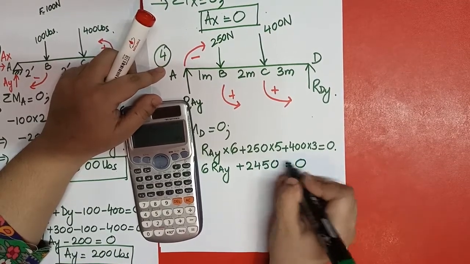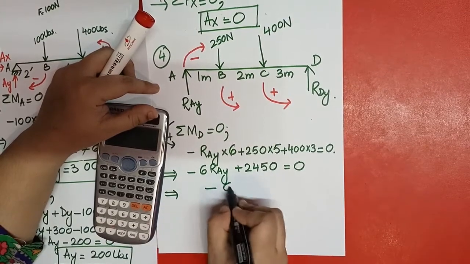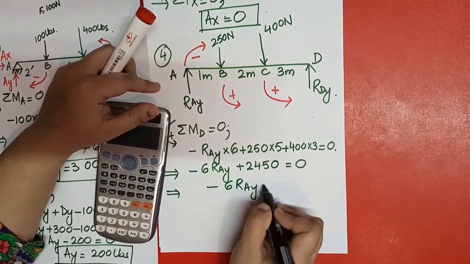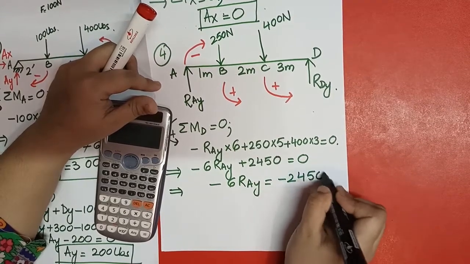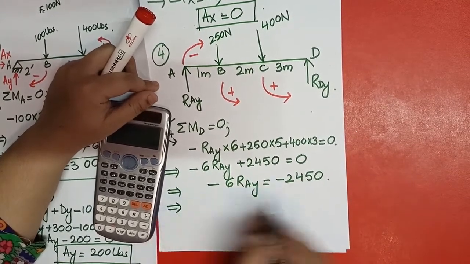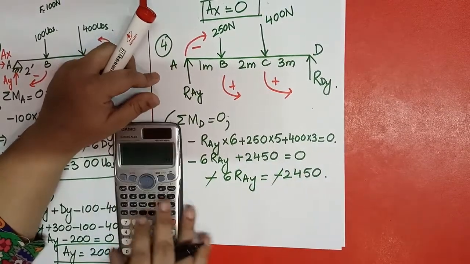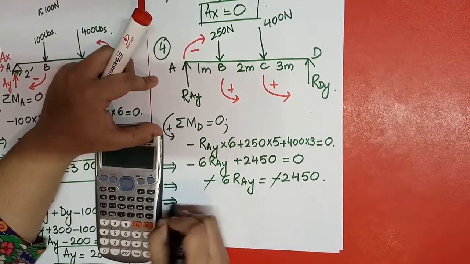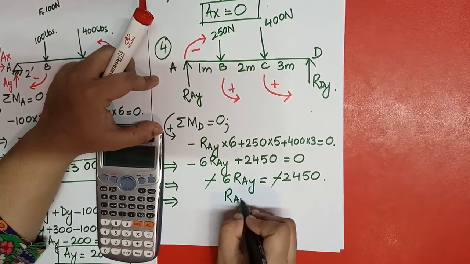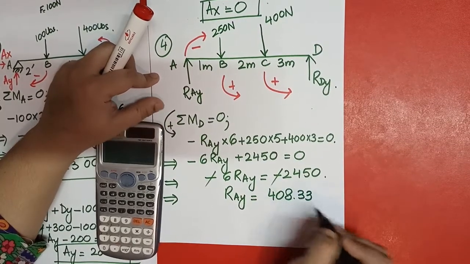is equal to 0. So if I have to write down RAY equals to this, I will bring it up to here, minus 2450. So this is the right hand side, this is left hand side. I have to cancel out this minus sign and I have to divide it by 6. So the answer is coming out, RAY is coming out to be 408.33 newtons.